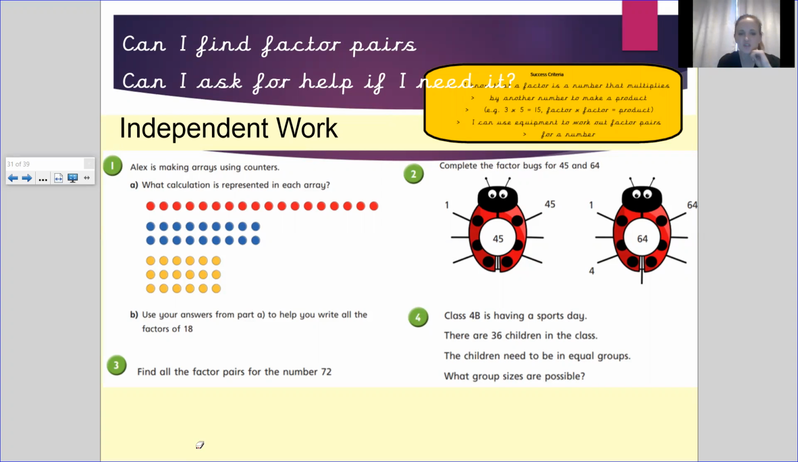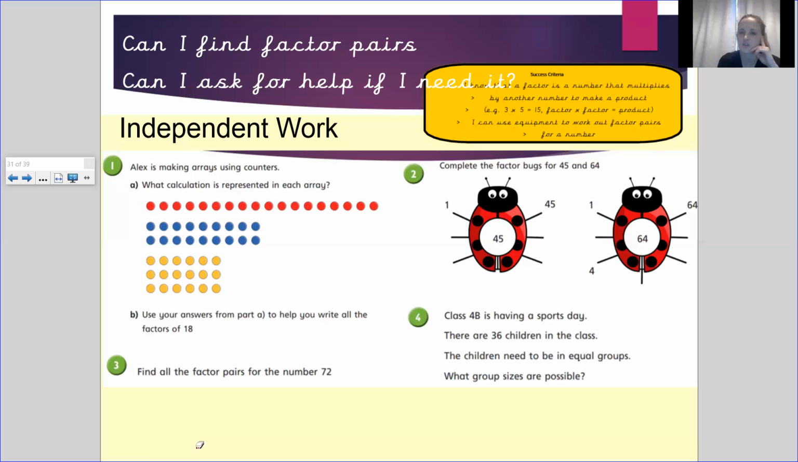And then the last question says, class 4B is having a sports day. There are 36 children in the class. The children need to be in equal groups. What group sizes are possible? So you have 36 children that need to be in equal groups. So the groups need to be equal sizes. What group sizes are possible?